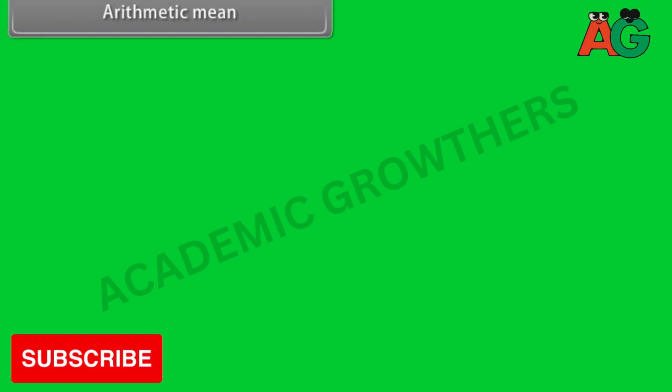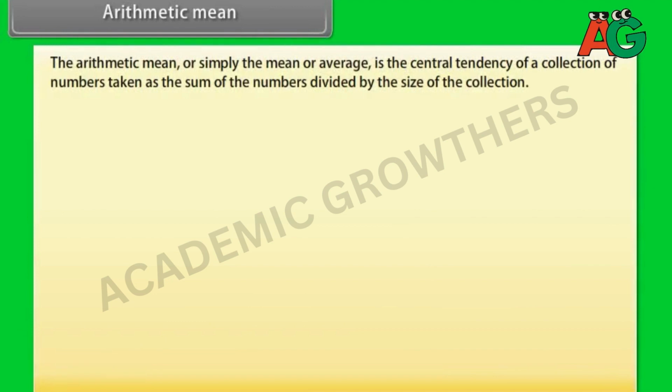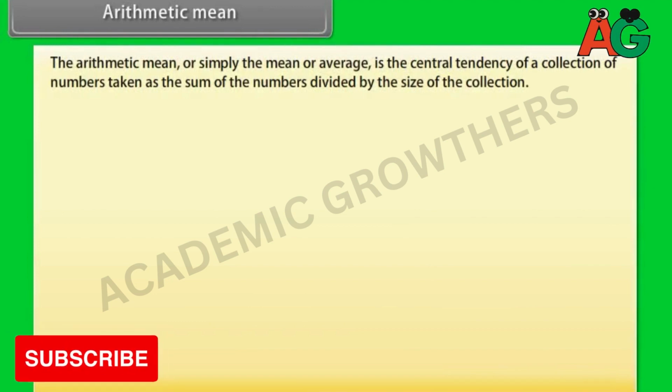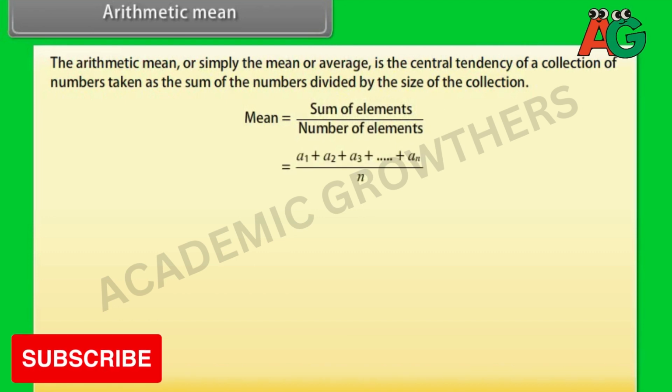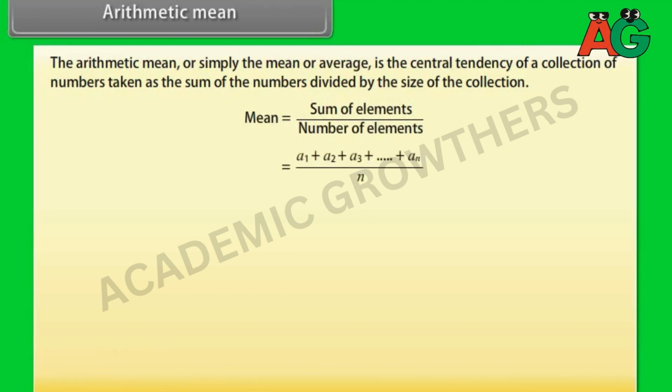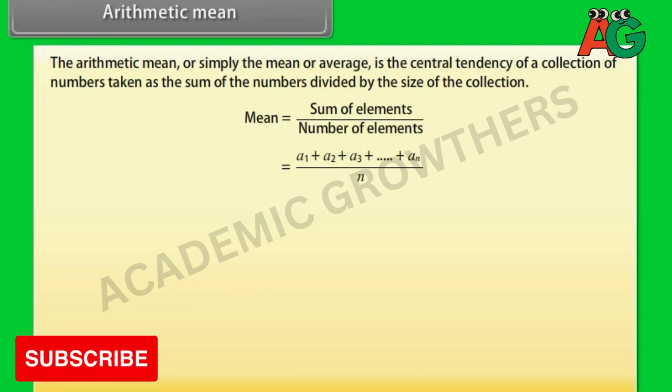Arithmetic mean. The arithmetic mean, or simply the mean or average, is the central tendency of a collection of numbers, taken as the sum of the numbers divided by the size of the collection. Mean is equal to sum of elements by number of elements, which is A1 plus A2 plus A3 up to plus An by n.